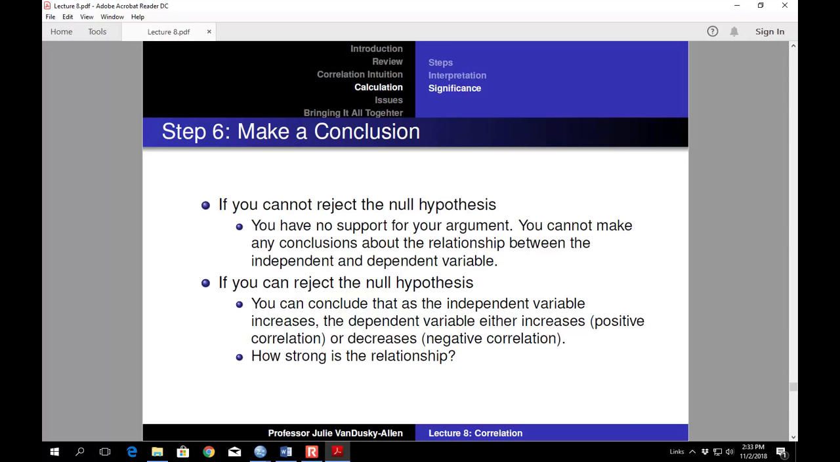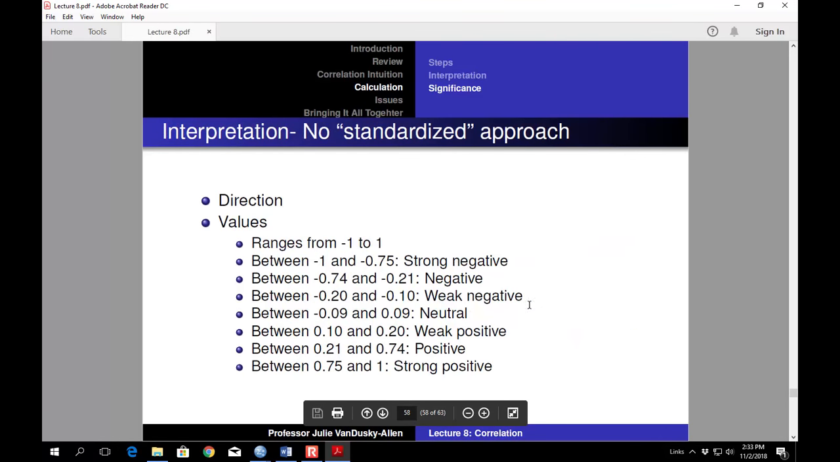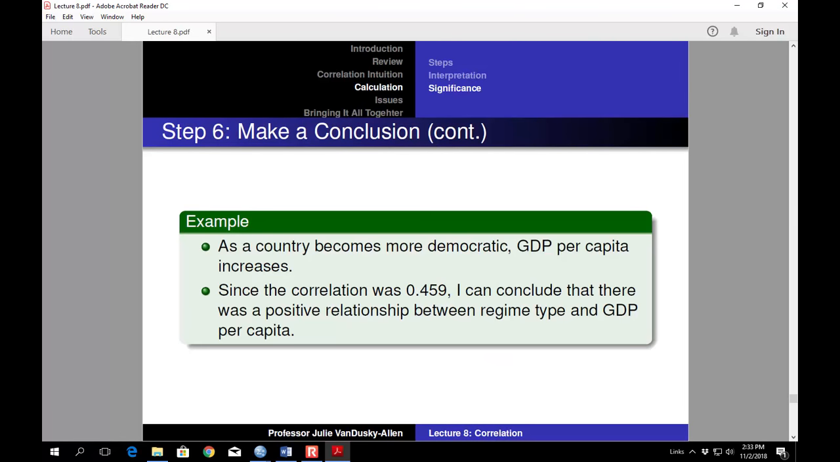The last step is making a conclusion. If you cannot reject the null hypothesis, you have no support for your argument. You cannot make any conclusions about the relationship between the independent and dependent variable. If you can reject the null hypothesis, you can conclude that as the independent variable increases, the dependent variable either increases (positive correlation) or decreases (negative correlation). You can also conclude how strong the relationship is based loosely on the criteria that I discussed earlier in the lecture.